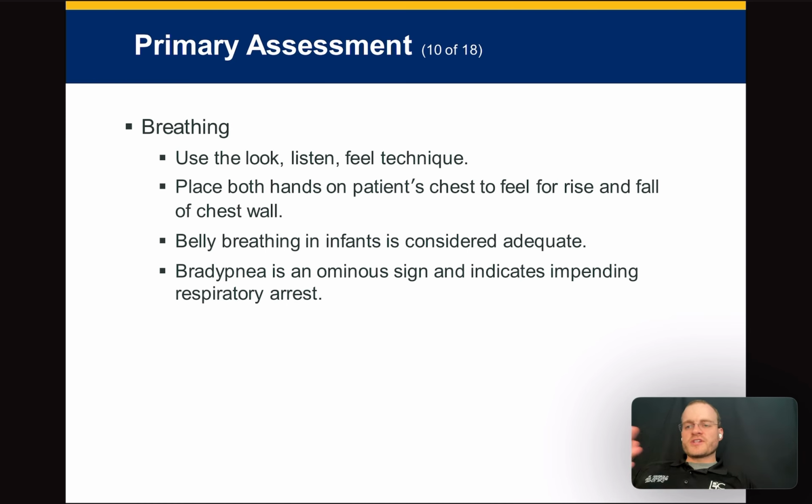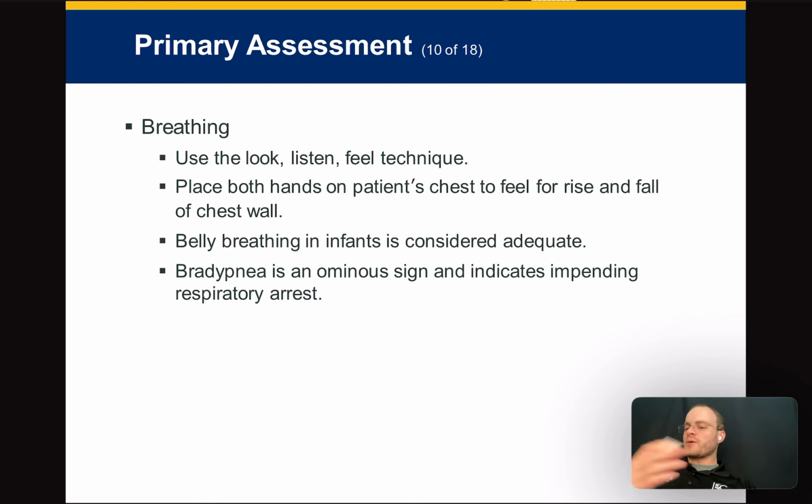Use a look, listen, feel technique for breathing. Sometimes with kids, you can put your hand on their chest to assess the whole chest rise and fall, because they breathe fast and don't have a great tidal volume, as is normal in children. Belly breathing is considered normal or adequate in infants, but this becomes a problem in 1, 2, 3 year olds. They shouldn't be belly breathing. This is when they're using their abdomen a lot to aid in breathing.